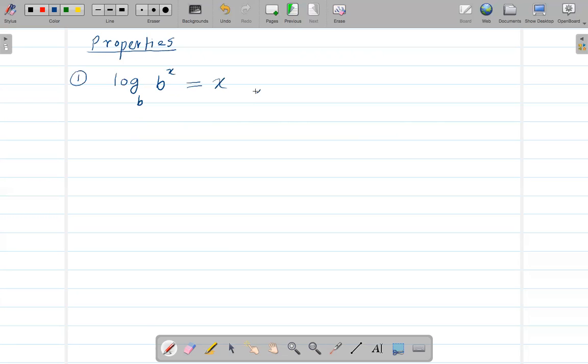So if we have log base 3 of 3 to the power 2, these two are the same, right? So the value of the whole thing is 2.